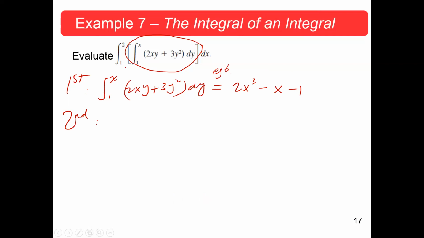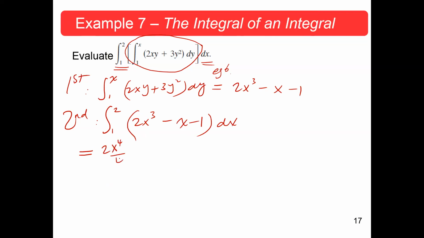So second, let's just take care of the outer layer. The integral from 1 to 2 dx of 2x cubed minus x minus 1. Same thing, right? Finding the antiderivative, you have 2x to the 4th over 4 minus x squared over 2 and minus x, and x goes from 1 to 2.